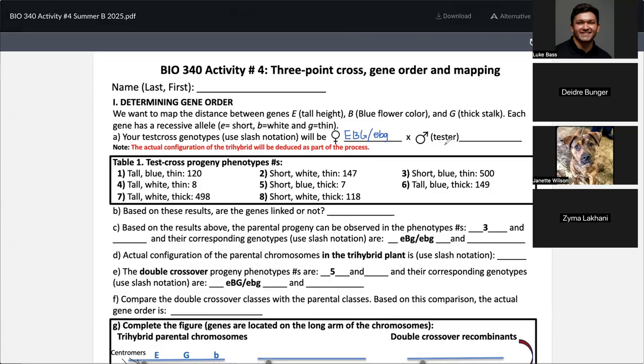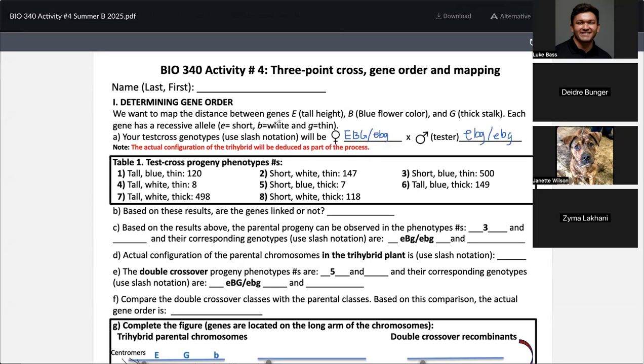Does that make sense? Yeah, that does make sense. Okay, perfect. So then your tester, on the other hand, is going to be all recessive. The reason we do that is because there's going to be a phenotypic difference between your dominant and recessive phenotypes. So when you cross the trihybrid with a tester, you're technically crossing a heterozygote with a homozygous recessive individual, and if these genes weren't linked at all, you would see a 50-50 split, right? If you were just setting up a 2 by 2 Punnett square.